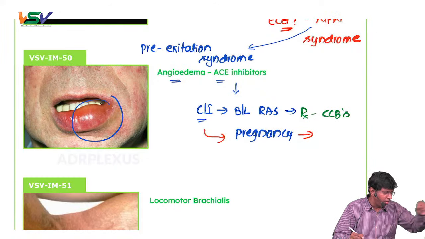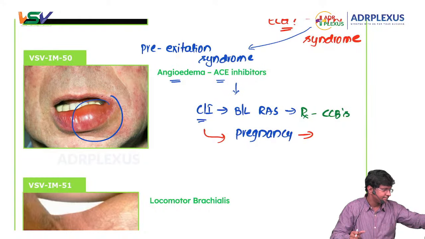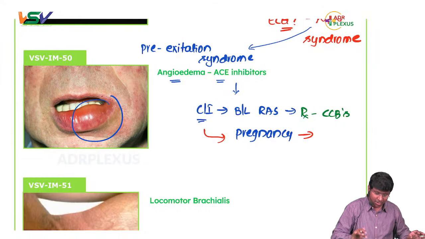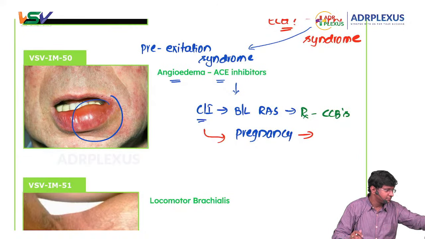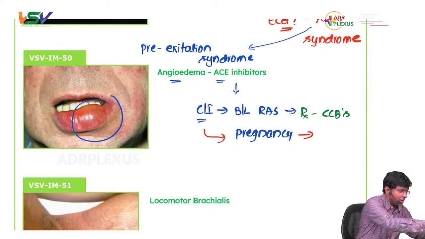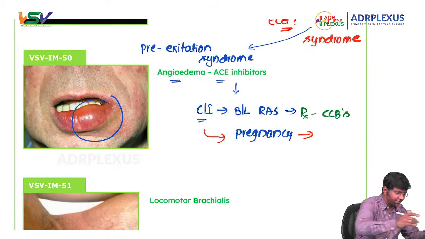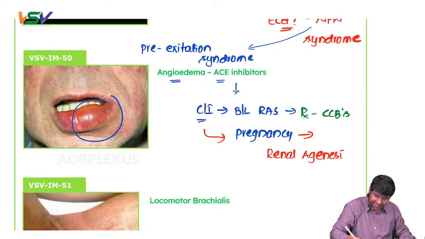What will be the teratogenicity in pregnancy when the patient is taking ACE inhibitors? I think it's stuck. Yeah, so there will be development of renal agenesis. There will be renal agenesis.